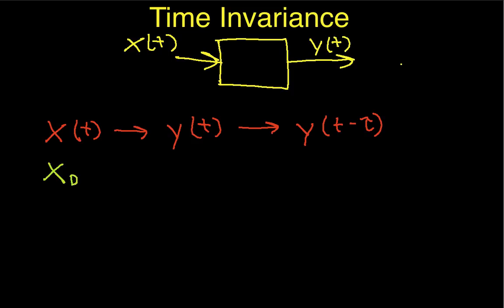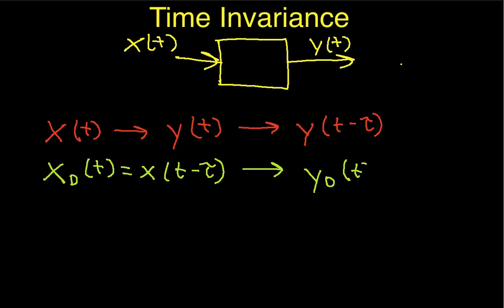So the delayed thought experiment is I put in xd of t, where xd of t is x of t minus tau. And so I've delayed my input. I run this through the system to determine a yd of t. And then the question I ask myself is whether these two are equal. So whether this delayed output is equal to the output in response to a delayed input.